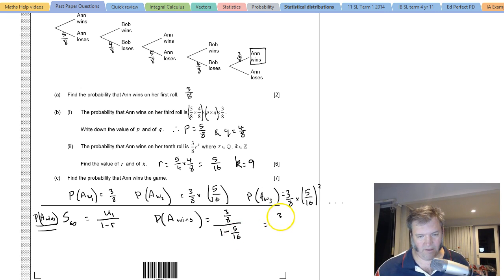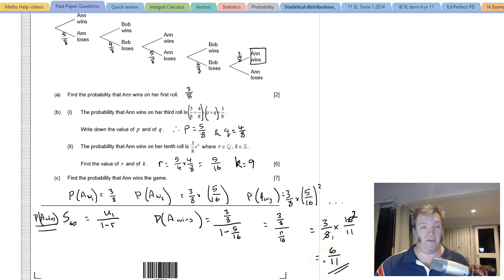This is pretty nice. 3/8 divided by 11/16. Division, multiplication by a reciprocal is what division is. That's by 16/11. Do your cancelling. 8 goes into that once, into that twice. The probability that Anne wins is 3 by 2, 6 out of 11. There you go, you've done it.